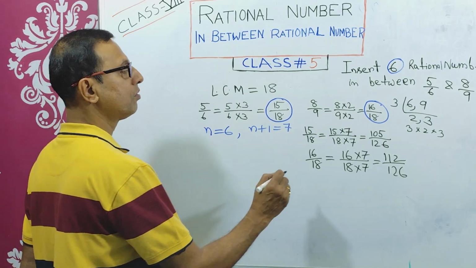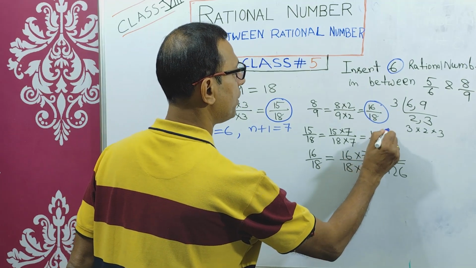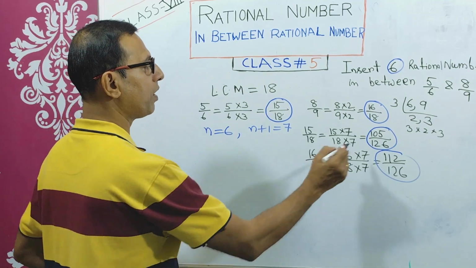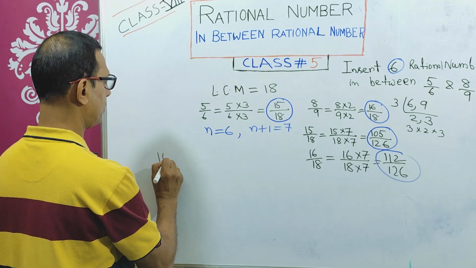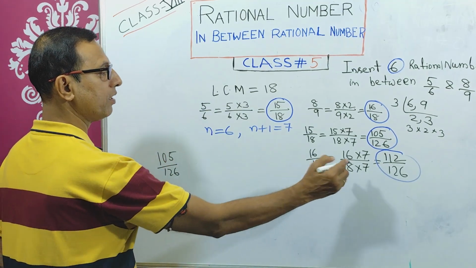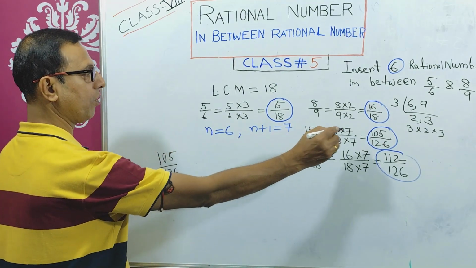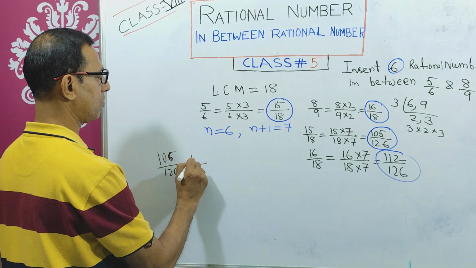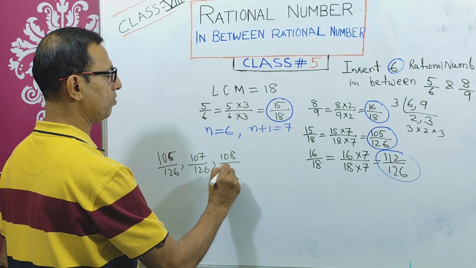Okay, now you need to find 6 rational numbers between these two. Very simple. Which one is the lower one? This one is the lower one. You start from here. So the first number is 105 by 126 and the last number is 112 by 126. You go in increasing order. 105 by 126, next number will be 106 by 126. Next is 107 by 126. Next is 108 by 126.